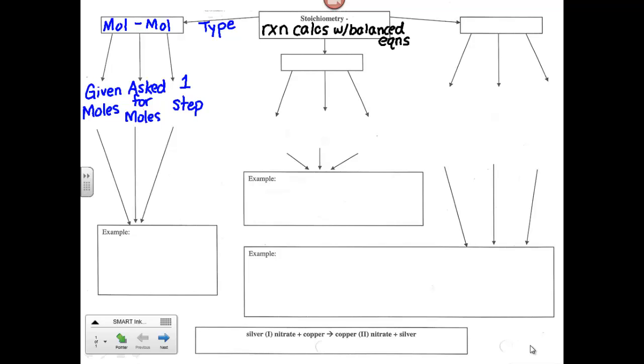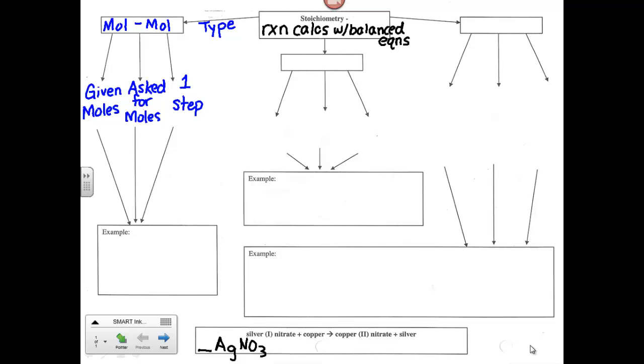Well, first we better have a balanced equation. If you look down at the bottom of your screen, there's an equation for us to write formulas for and balance. It says silver 1 nitrate. So our first compound will be silver, and we know that that's a +1 from the 1. Nitrate, we have to look up on our chart, that's a -1. +1 and -1 balance, so that's a good formula.